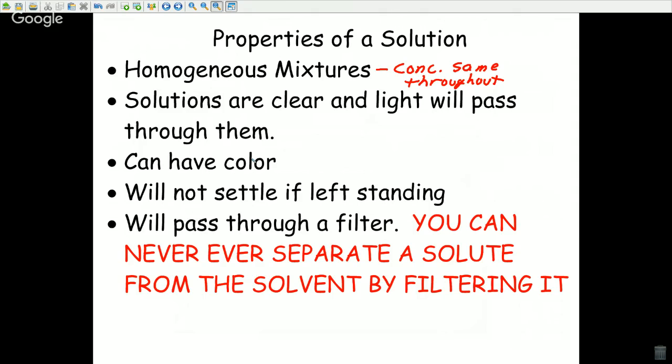And it will pass through a filter, so you cannot separate the two by filtering it. You'd have to either distill it or boil the solvent off in order to get the solute back. Unless it's like alcohol and water, because alcohol has a much lower boiling point. The alcohol will come out first and the water will come out second.